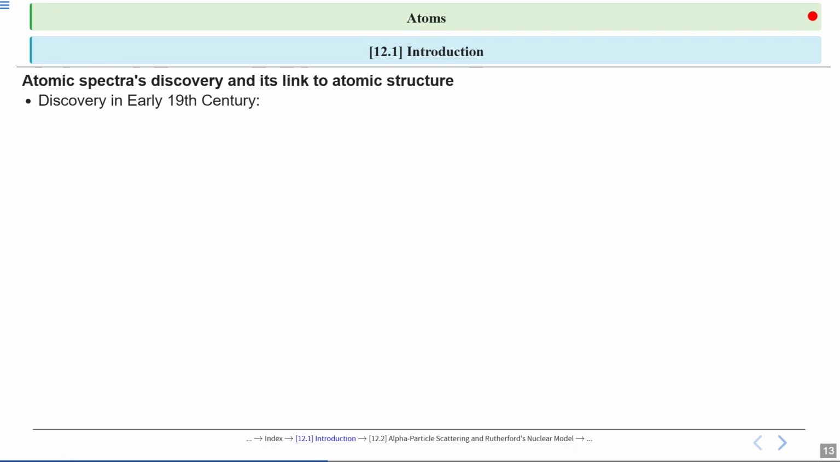So let's look at how atomic spectra were discovered in the early 19th century. Scientists started to notice something interesting when they studied the light given off by different elements. This was a key moment in physics and chemistry.